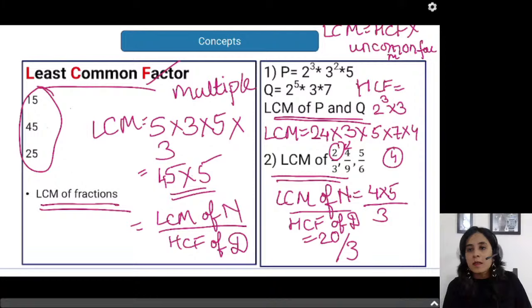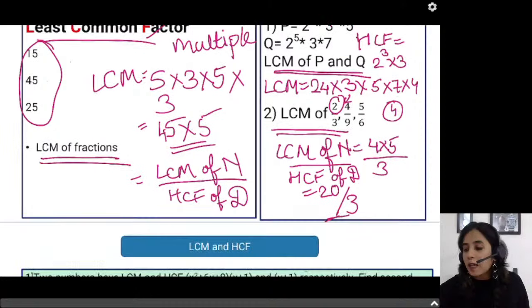So guys, the correct answer is 20 by 3. All those who have got 40 by 3, no, it is not correct. The correct answer is 20 by 3 and not 40 by 3. Guys, please rectify.